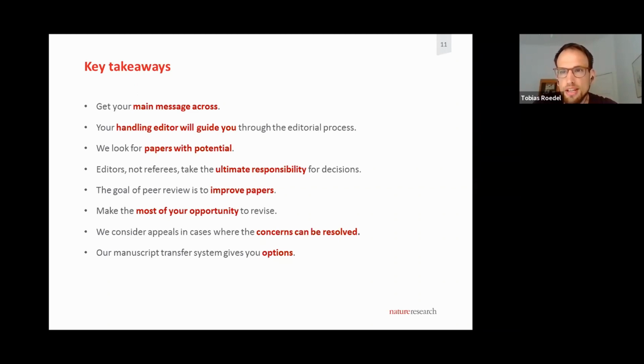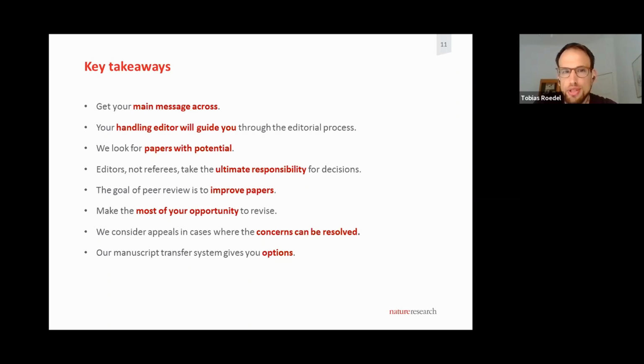And then the handling editor, so me, for example, will guide you through the editorial process. So all I talk about now is good to know, but we will help you go through this. And we look for papers with potential. In the case of Nature, we really look for the best papers. And we take the responsibility for the decisions, we don't just count votes of the referees.